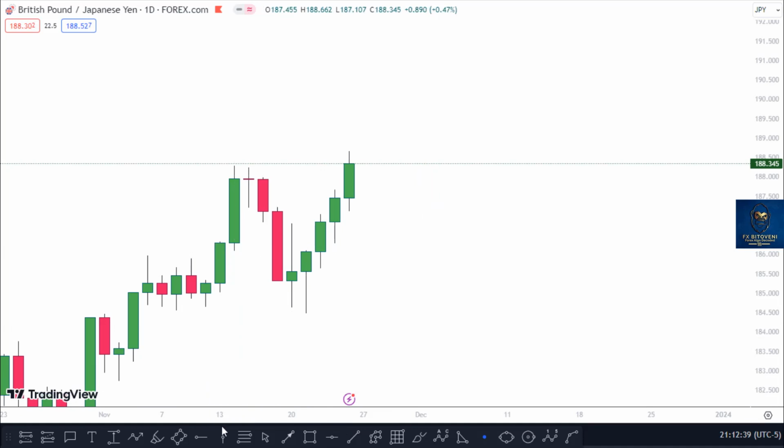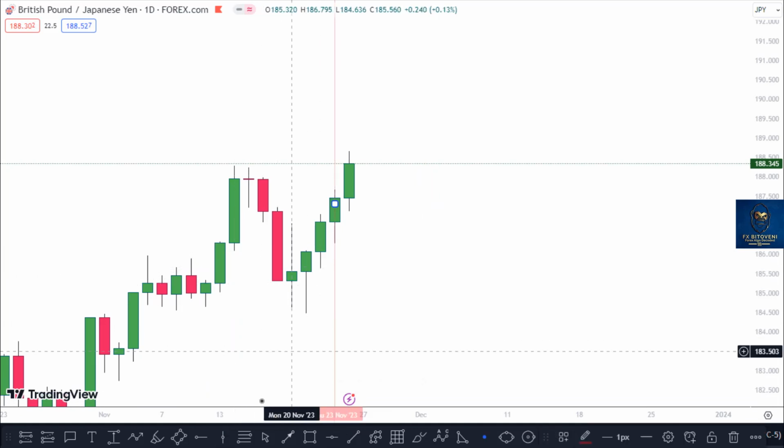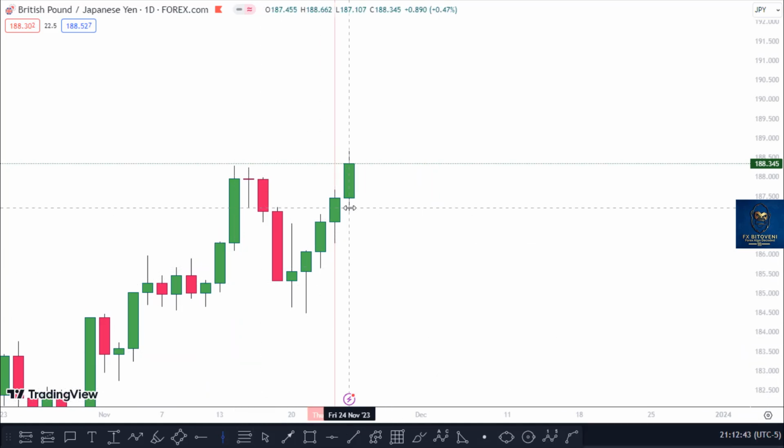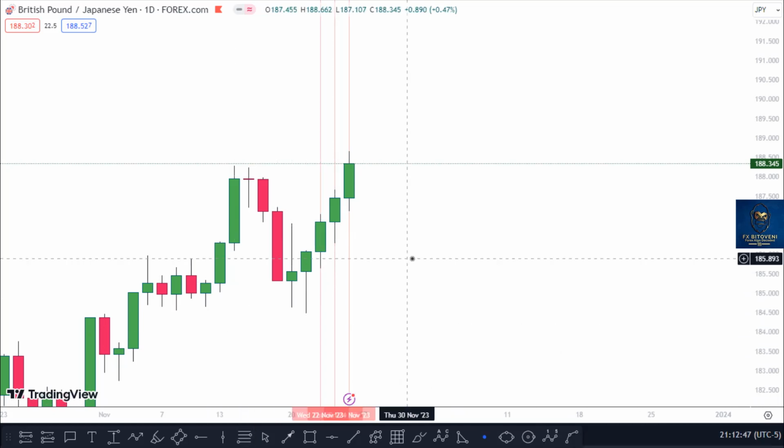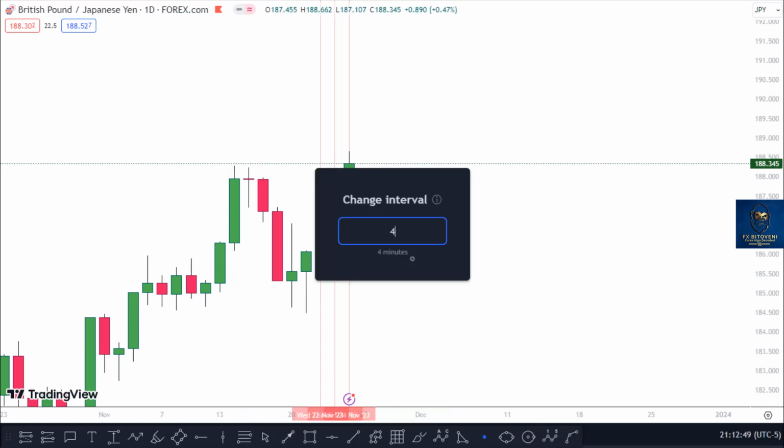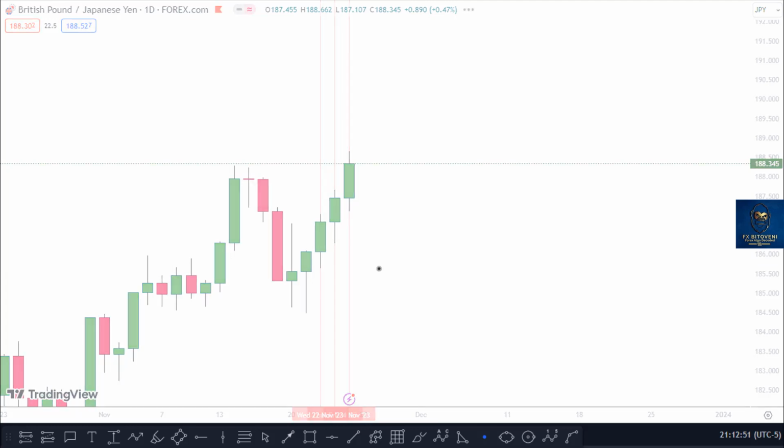You get the point. Put your vertical line within here. If a candle doesn't give you what you want, you let it go. You have to trade something you fully understand.